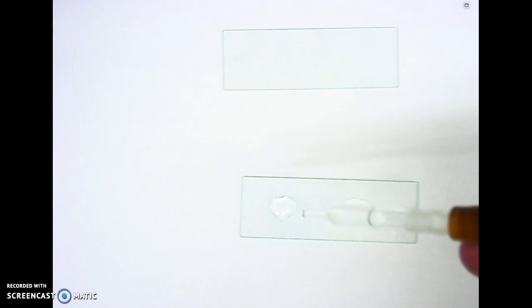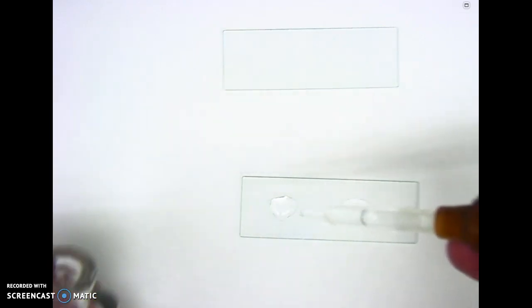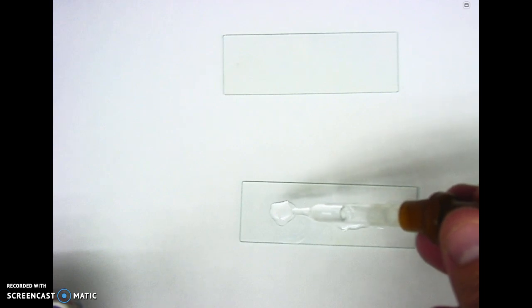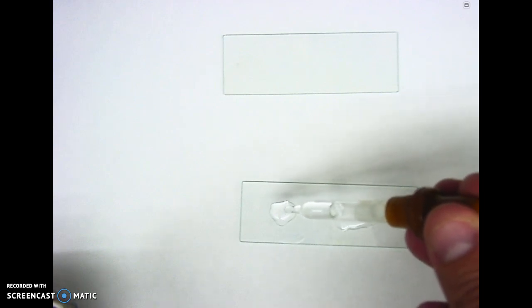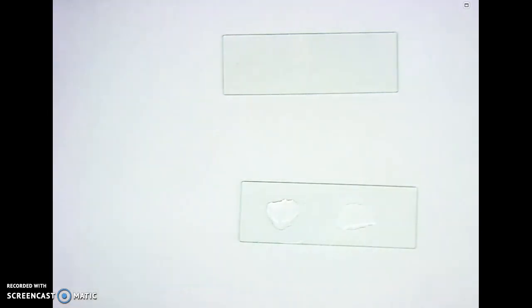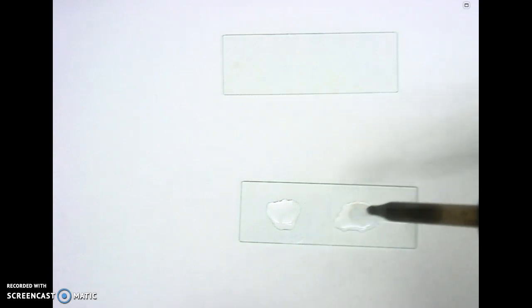Notice how this is clear, and all the solutions that I've been showing you have been clear or colorless. I'm going to drop a drop from the anti-A onto the left-hand side. I'm not going to dip the tip of the medicine dropper into the solution already there, because that would cross-contaminate. So from a distance, I'll put a drop on. Nothing changed. You can still see the white paper underneath. Then I take the anti-B and put some antibodies onto the right side.